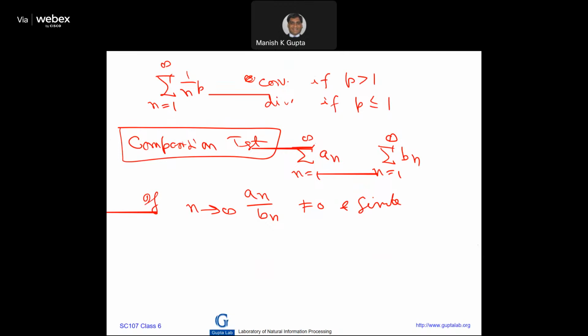The last line says that if the limit as n tends to infinity of an by bn is non-zero and finite, in that case the behavior of these two series will be identical. If this is convergent, this is convergent; if this is divergent, this is divergent. All those things.